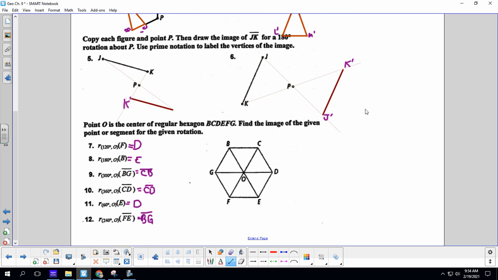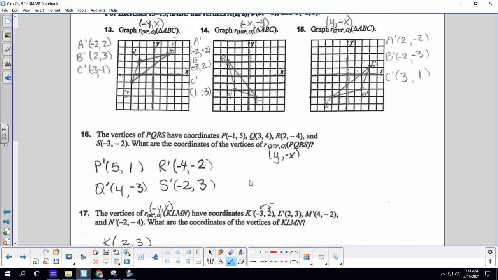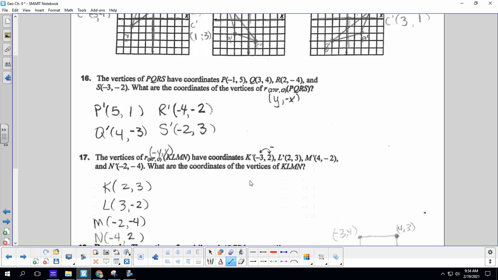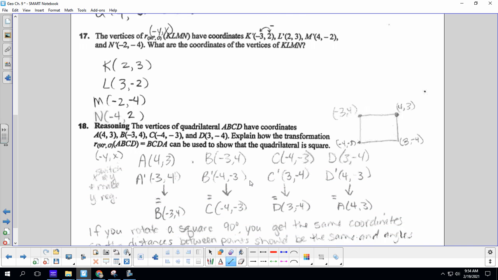Let me know, ask me during class if there are some tips or tricks that you guys want to see on how to rotate our lines, or if you have any questions about these answers.